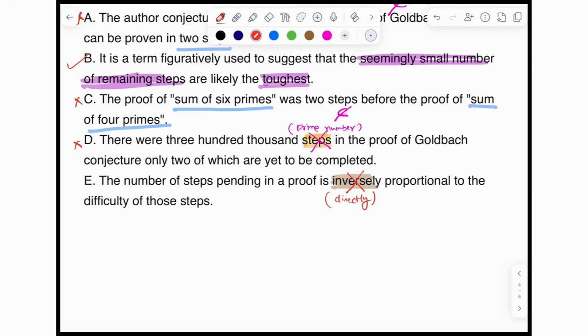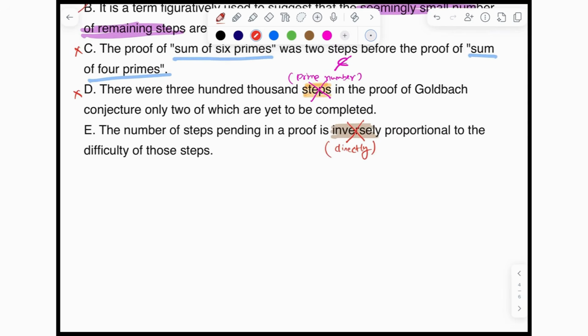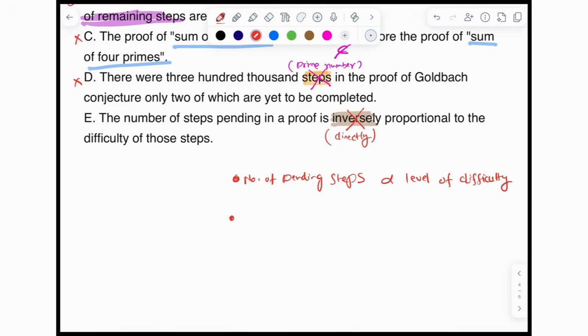While option number 5 also has two sets of events, the number of steps pending and level of difficulty from option number 2. We have seen that these two sets of events are directly proportional to each other, not inversely proportional to each other. Reiterating the above, the number of steps and the number of prime numbers are completely two different things, and the number of pending steps to prove the Goldbach conjecture is purely directly proportional to the level of difficulty, and that is why this is the author's inference.